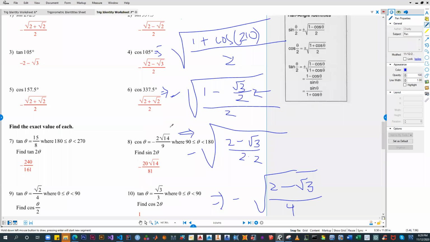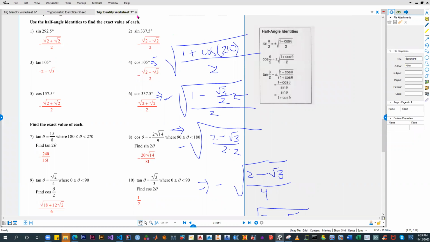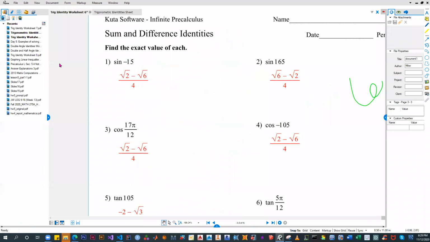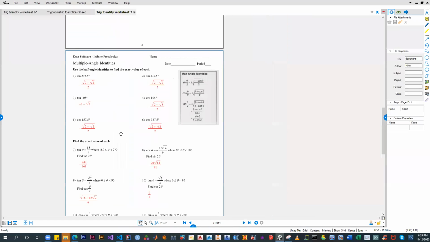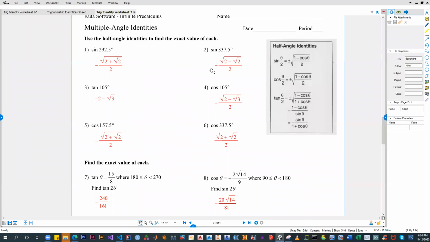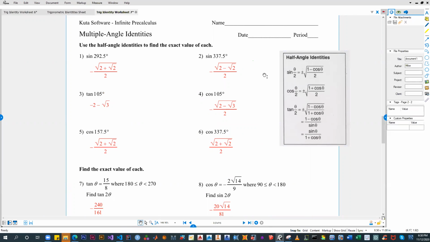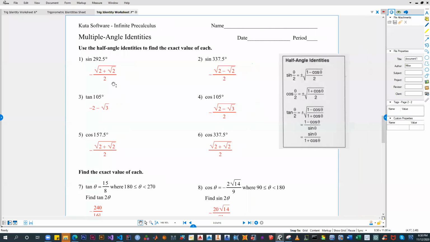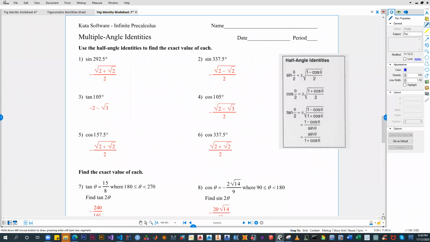So let's see. Number 5. This is actually a little. I mean, pick your game. I think the sum difference one is easier to remember, but this one is shorter to compute. So let's see. This next one, times it by 2 again. So when you times this by 2, it's 315.